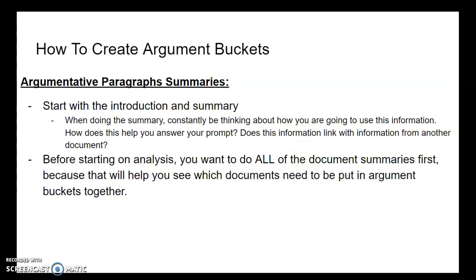All right, so how do we actually create the argument buckets? The first thing you do is you start off by going through each document and you read the introduction, or you create your introduction. And again, the introduction is just giving me a couple of words about what the document is, or details about what the document is, and then a summary. Summary is giving me the major points. When you're doing the summary, it's super important to constantly be thinking about how you're going to use this information. How does it help answer your prompt? How does this link to other information from another document? Constantly be charting out how the document's information is going to answer the prompt's question.